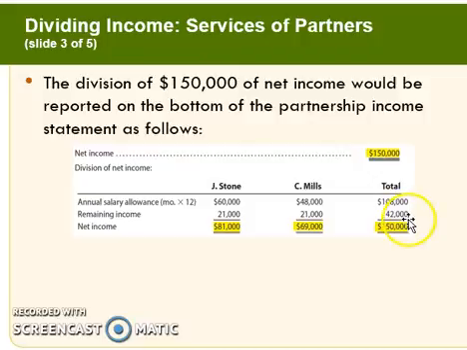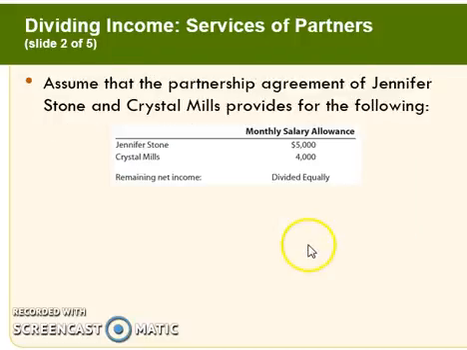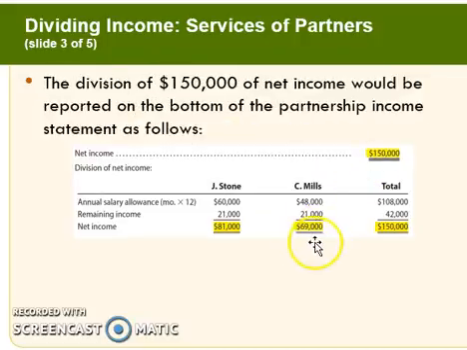So how do we want to divvy it up? Well, the agreement will tell us. In this particular situation, the rest of it is going to be 50%. It has to tell you that. So we're going to say $42,000 times 50% is $21,000 and $21,000. So J Stone, of the $150,000, will be allocated $81,000, and C Mills, what was her name, Crystal, will be allocated $69,000, for the total of $150,000.